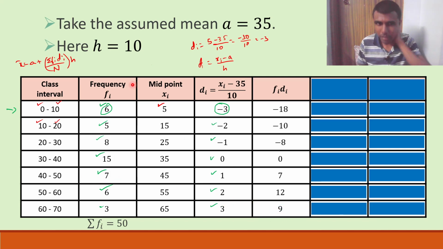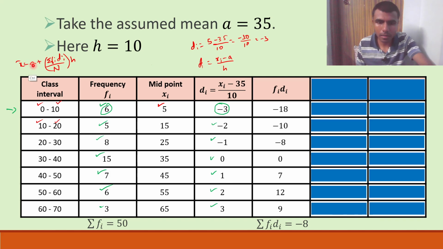Now, we have to find out sigma fi di. Sigma fi di means we have to add all of these. We could add from the top or from the bottom. Let's add from the bottom. What is 9 plus 12? 21. 21 plus 7 is 28. Now, 28 plus minus 8, that means 28 minus 8 is 20. 20 minus 10 is 10. 10 minus 18 is minus 8. So, sigma fi di is minus 8. Okay, now we are all done.